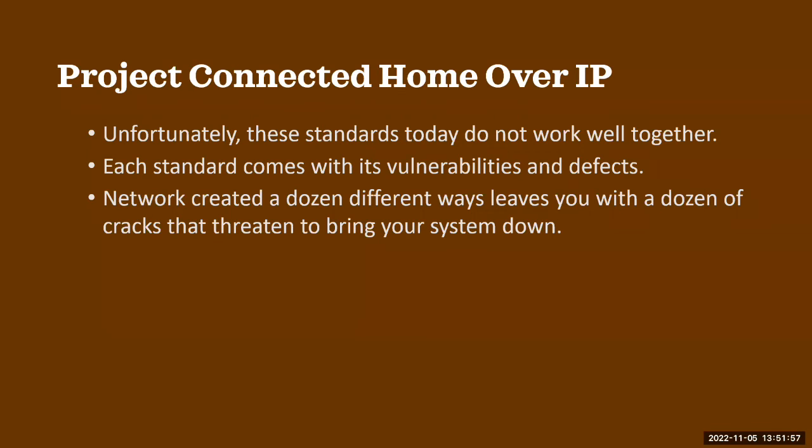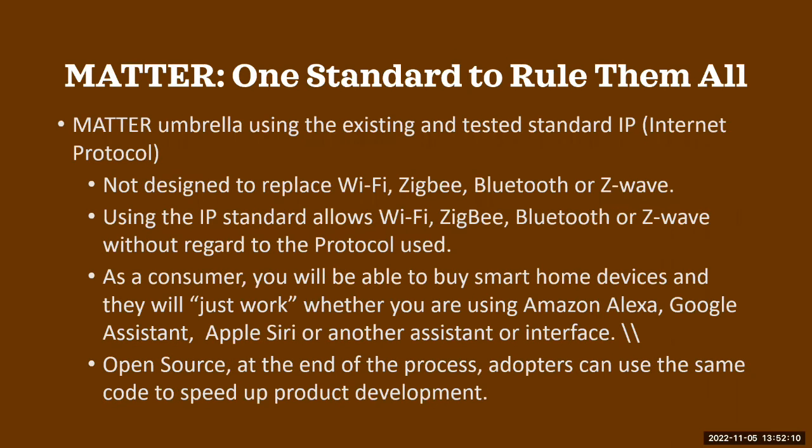Each standard comes with its own vulnerabilities and defects. A network created a dozen different ways leaves you with a dozen cracks that threaten to bring your system down. So Matter is an umbrella using the existing and tested standard IP protocol. It's not designed to replace Wi-Fi, Zigbee, Bluetooth, or Z-Wave. They'll be using the IP standard to allow Wi-Fi, Zigbee, Bluetooth, and Z-Wave to work together without regard to the protocol used.